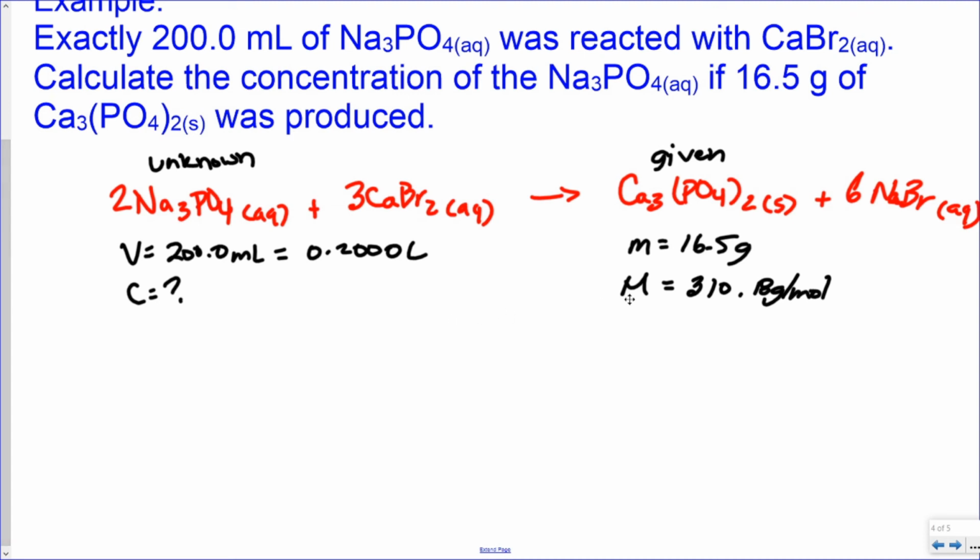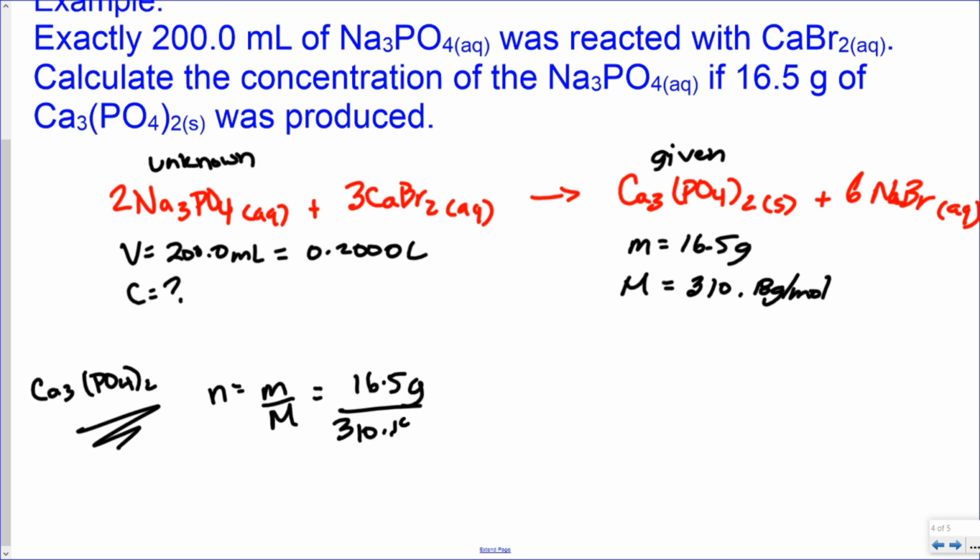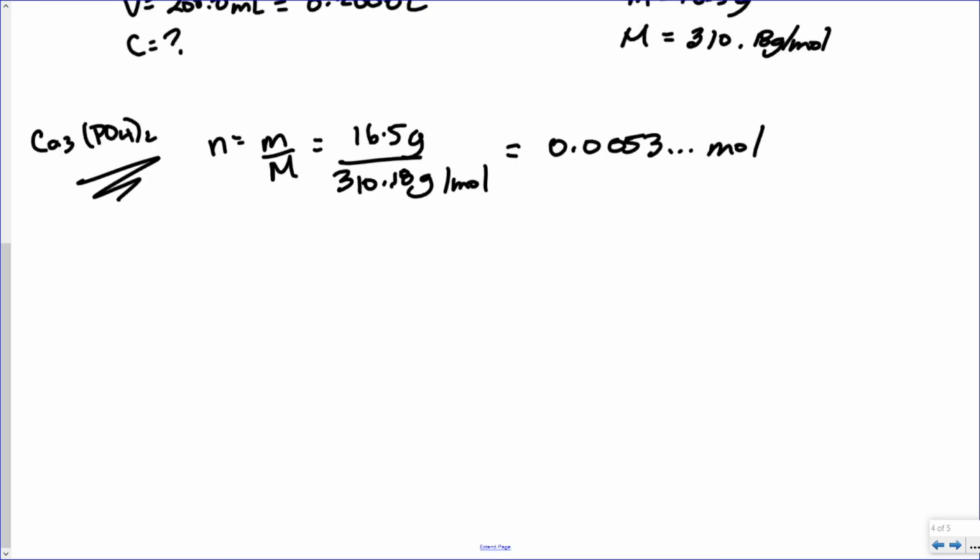All right, same things, same steps though. So we need to find the moles of our given. So for the calcium phosphate, we want to find moles, so n equals little m divided by big M, so 16.5 grams divided by 310.18 grams per mole gives us 0.0053 moles. There's our first step. That's just like a gravimetric question. Now we use our mole ratio to convert to moles of our unknown.